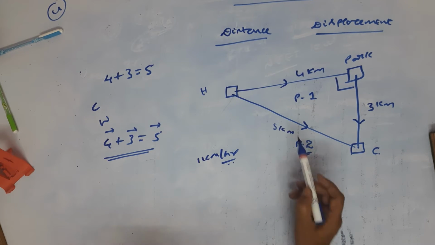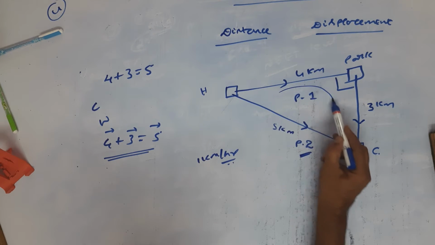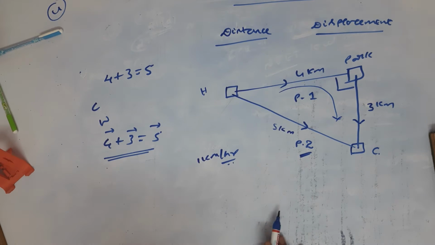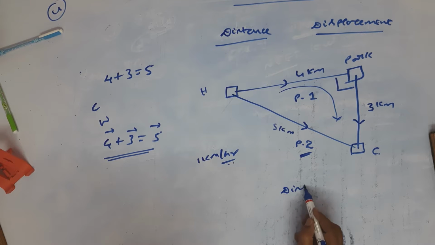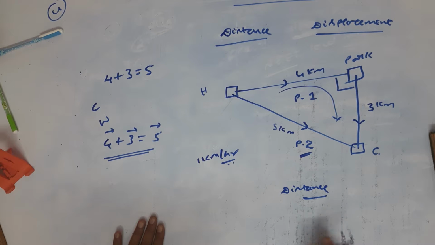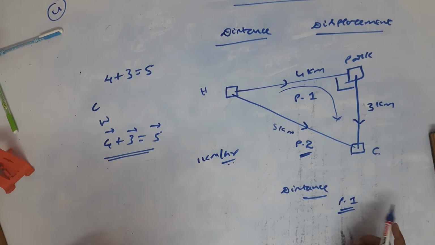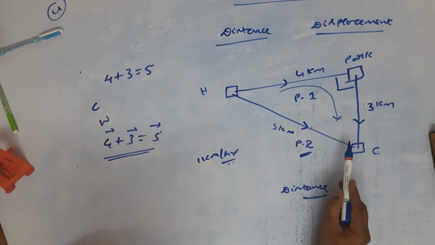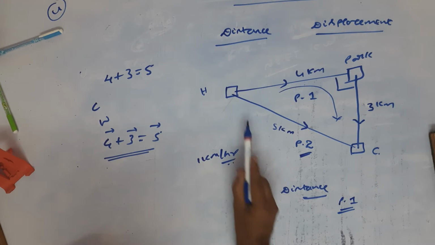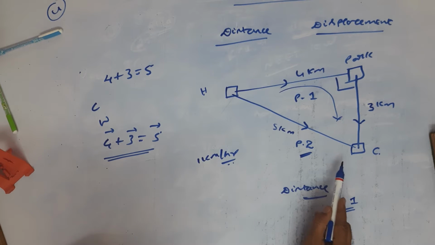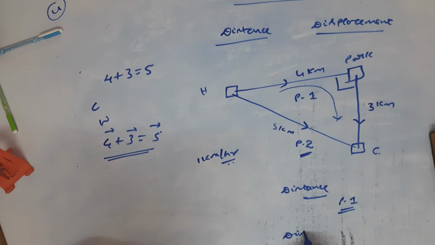Okay, now in this case, you take this as path 1 and this as path 2. Can you tell me which is distance, path 1 or path 2? Very good. Path 1, Jeevit, right. Path 1 is distance. Please remember, path 1 is distance. Whereas path 2 is displacement.